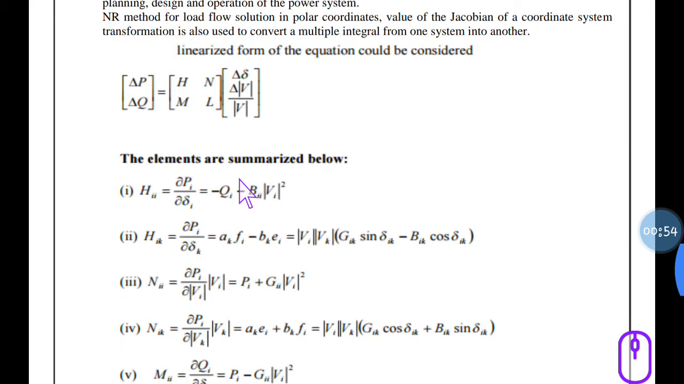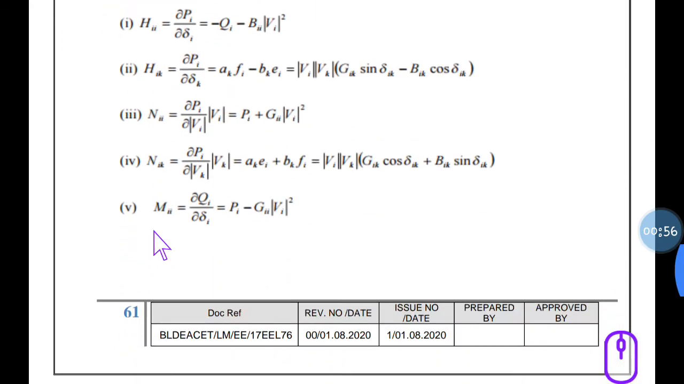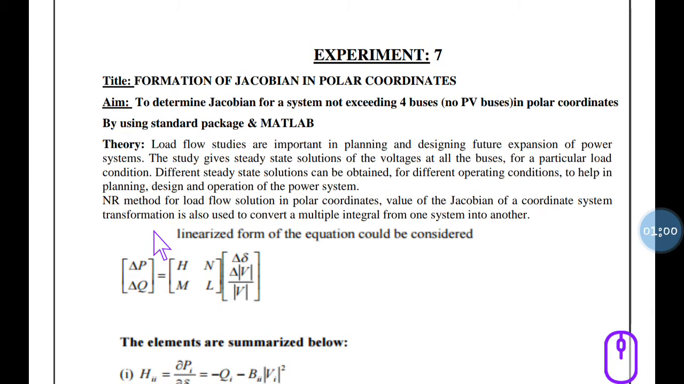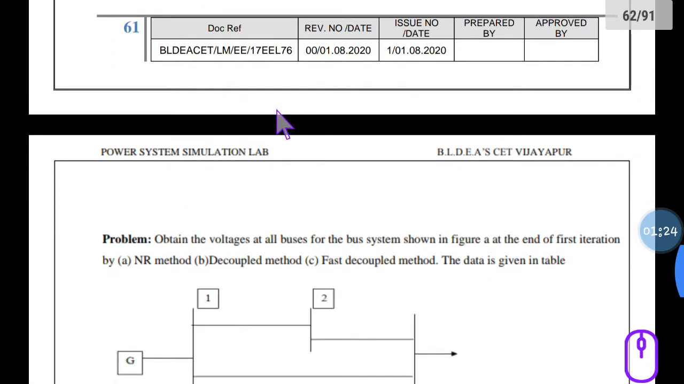These are the derivations we have done in the Newton-Raphson method. I'm going to discuss how to form this Jacobian matrix, for not more than 4 buses and only for PQ buses, not PV, in polar coordinates. Actually we should do this using a standard software package, but I am doing it in MATLAB here. The same thing we can do in a software package using another problem. Let us do this in MATLAB.